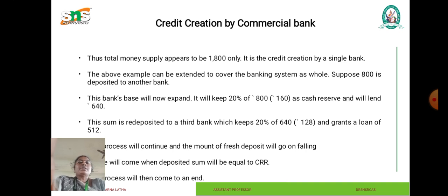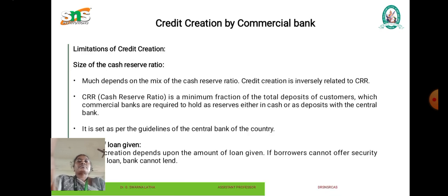The above example can be extended to cover the banking system as a whole. Suppose 800 is deposited in another bank. This bank's base will now expand. It will keep 20% of 800 as cash reserve and will lend 640. This sum is redeposited in a third bank, which keeps 20% of 640 and grants a loan of 512. This process will continue and the amount of fresh deposit will go on falling. It will come to a point when the deposited sum will be equal to the CRR. The process will then come to an end.